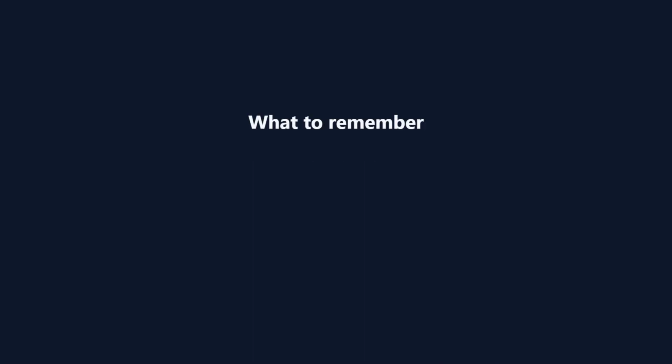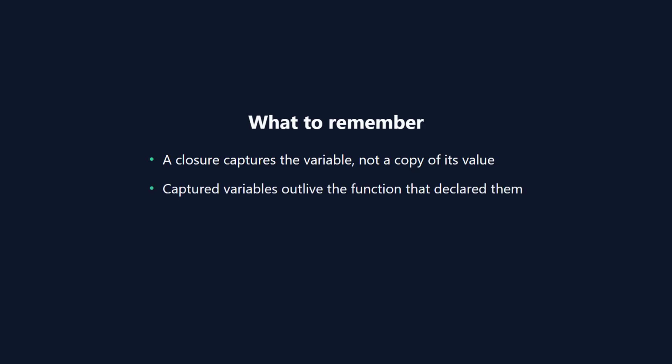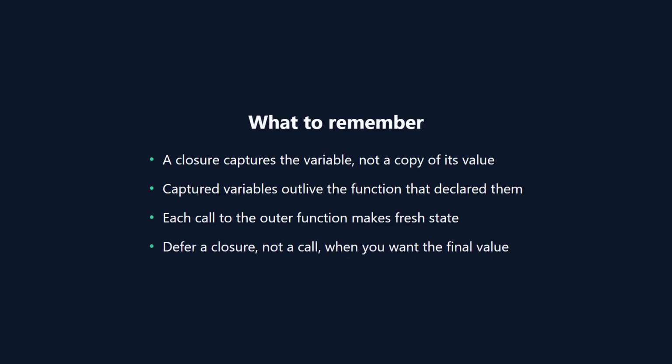4 things to keep. A closure captures the variable, not a copy of its value. Everything follows from that one line. Captured variables outlive the function that declared them. Go moves them to the heap for you, automatically. Each call to the outer function creates fresh state, so 2 closures built the same way are completely independent. And defer a closure rather than a call when you want it to see the final value. Those 4 cover every closure you will write.